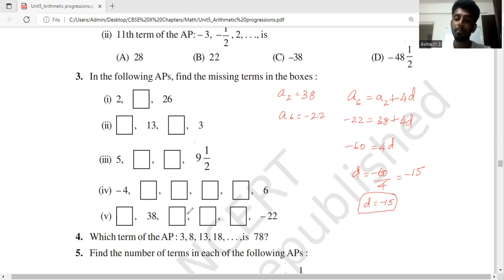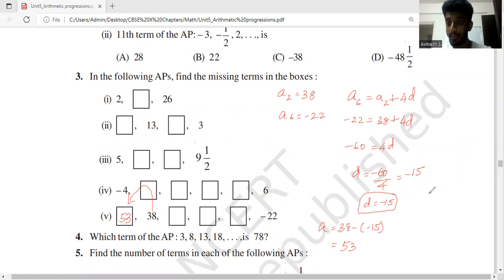Now, to get the previous term, we have to subtract the common difference. So A will be second term minus common difference. Now the common difference is minus 15. I repeat, to get the first term, we have to subtract the common difference. But since there is a minus, it gets added and we get the answer as 53. So that will be the first term.